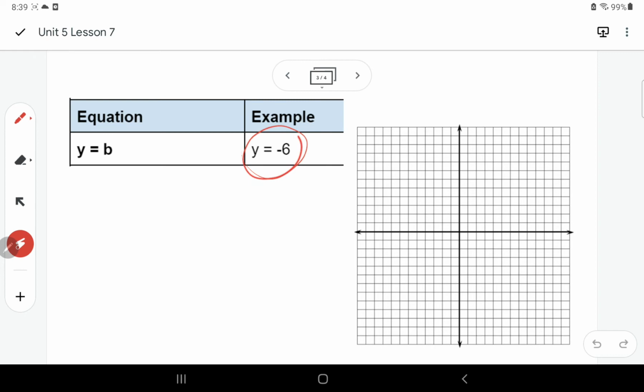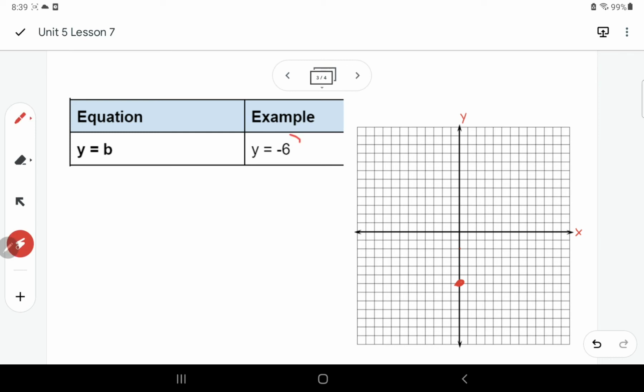So here, if we have y equals negative 6, the first thing is to go down in the y-axis to where you see negative 6. So that would be negative 6. I'm going to put a dot there. So I'm on the y-axis, and I put a point at negative 6.